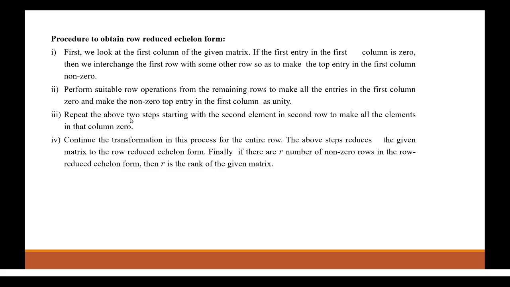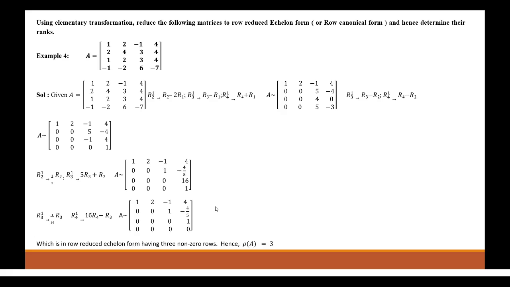Repeat the above two steps starting with the second element in the second row to make all the elements in that column 0. Continue the transformation in this process for the entire matrix. The above steps reduce the given matrix to the row reduced echelon form. Finally, if there are r non-zero rows in the row reduced echelon form, then r is the rank of the given matrix.